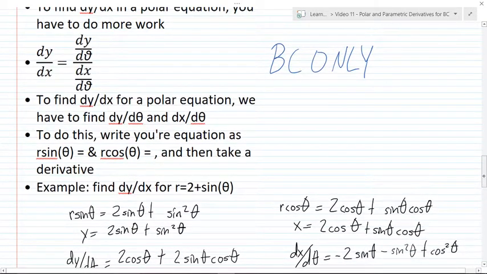And so, to get dy d theta, we need to get y equals some function of theta and x equals some function of theta. And the way to do that is to get your equation. See here we have r equals 2 plus sine theta. We need to get this to say r sine theta equals and r cosine theta equals, which is just another way of saying y equals and x equals. Take our derivative, and that would give us dy d theta and dx d theta.